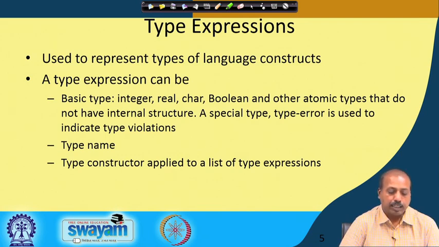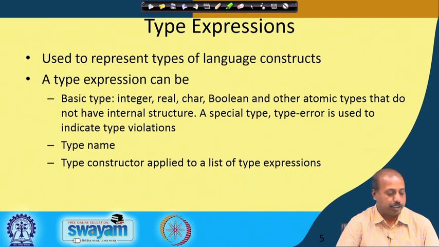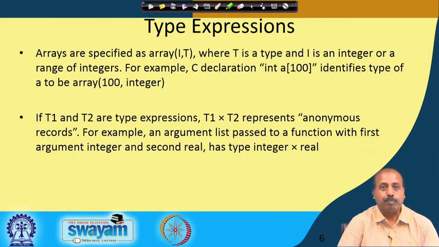Then we can have a type name, that is, we can define a new type and give it a name, and we can have some type constructors. We will see that array is a constructor, and record is a constructor. So how can we construct types from the basic types? That will be the constructed thing. We will look into some examples of these constructed types.